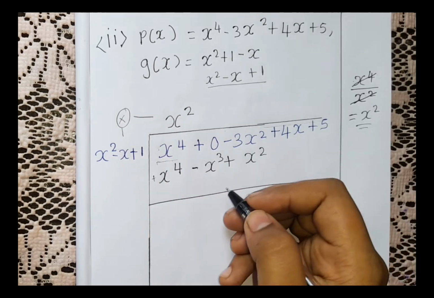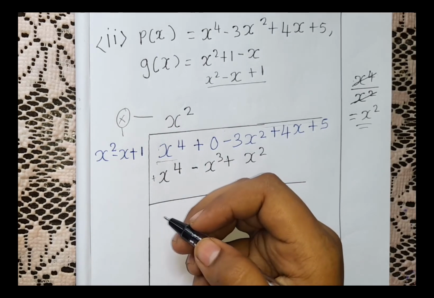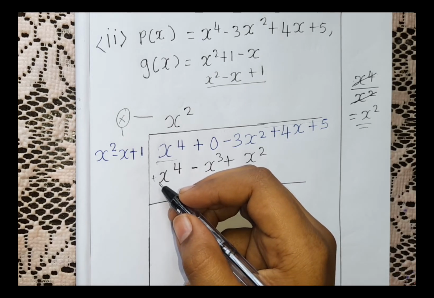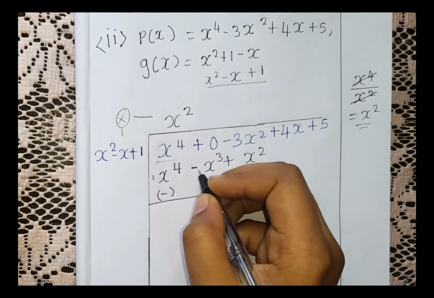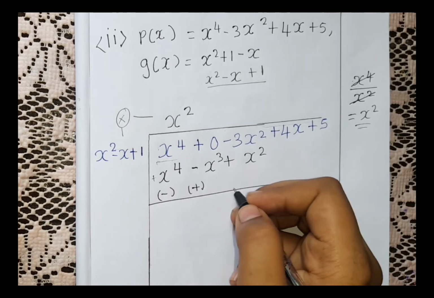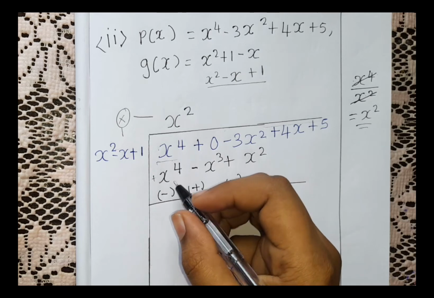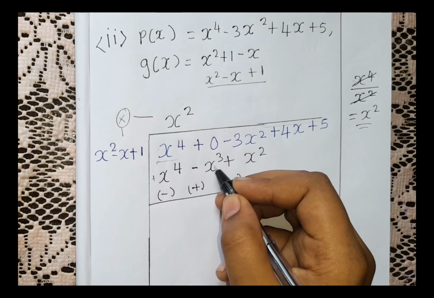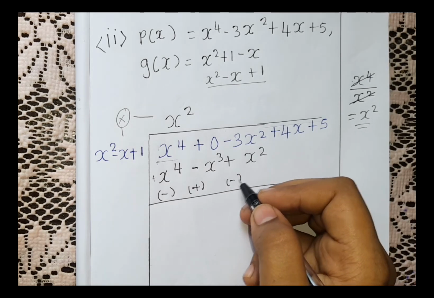Here also we have plus. So we should convert into the minus term. We shall change plus to minus, and from minus we shall convert into plus, and from plus we shall convert into minus. Okay, so here the x power 4 has got a new sign, that is minus, and x cube has got a new sign, that is plus, and x square has a new sign, that is minus.